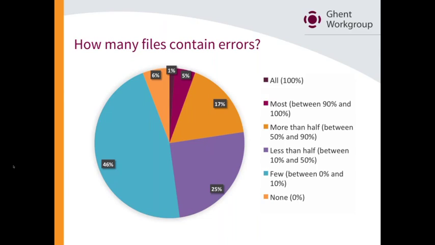How many files contain errors? Well, this is kind of interesting, and they'll go over this in terms of comparison against 2005. But if you look at this, almost half are saying, well, few files, maybe between 0 and 10%. But the other almost half are saying, yeah, a lot of them do contain errors, more than 50% or about half, 25%. That's a lot of files containing errors. That's a lot of handwork. That's a lot of potential wasted expense and cost. So very important.